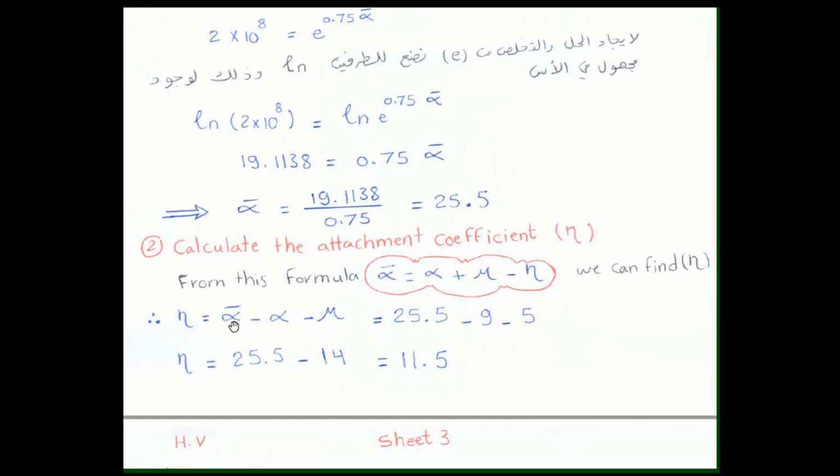photoionization. So the value of net ionization is 25.5, the value of the ionization is 9, and the value of the photoionization is 5. So by calculating this, you will get the answer as 11.5. So this is what we have to do in this question.